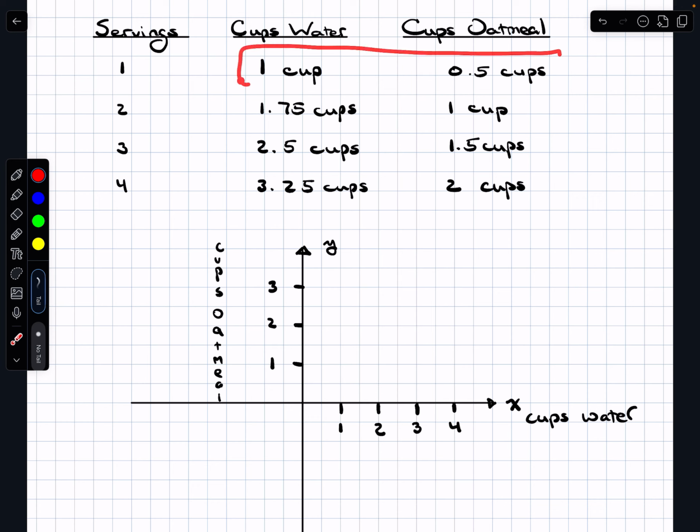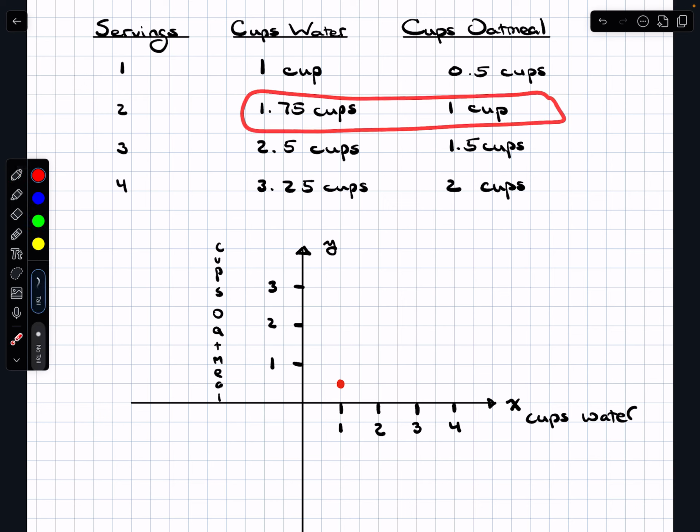For the first one, we can see that I've got 1 cup of water for every half cup of oatmeal. So let's go ahead and make a point. I'm going to use red here. Here is 1 cup of water and half a cup of oatmeal. For my next point, it's 1.75 cups of water and 1 cup of oatmeal.